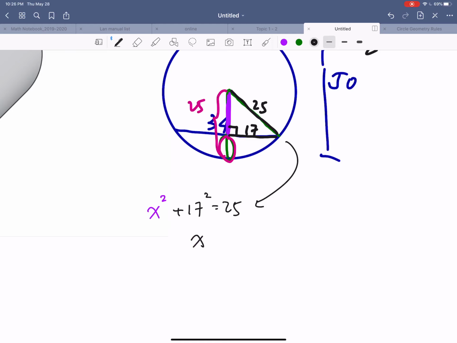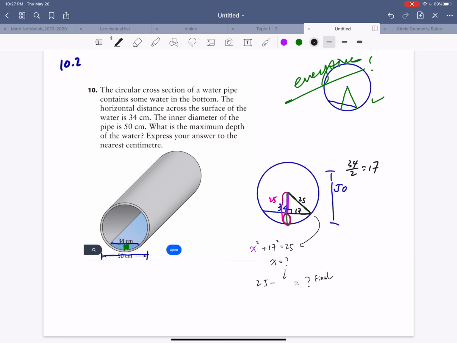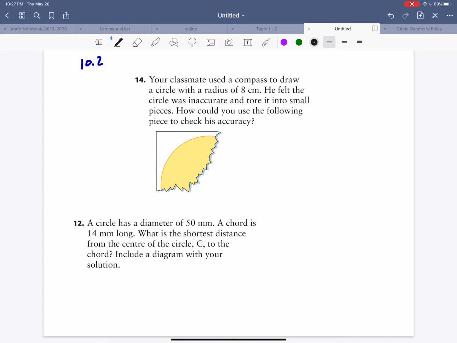So if you solve for x, okay, throw this over to the other side, change it to minus, and square root the entire answer. So whatever you get for x, you just go 25 minus whatever you got for x, and you will get the final answer. Okay, so all of these problems, when you have something like this, you basically draw the perpendicular bisector, you draw the triangle. Okay, you connect the dots to make it a triangle. It works every time. Okay, so still 10.2.